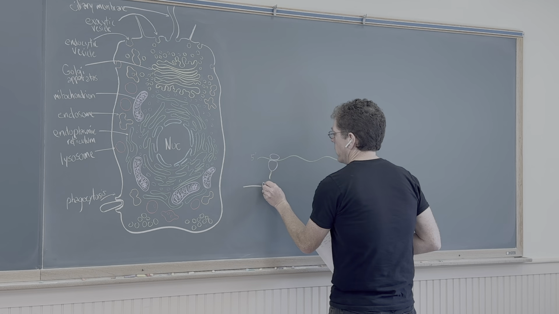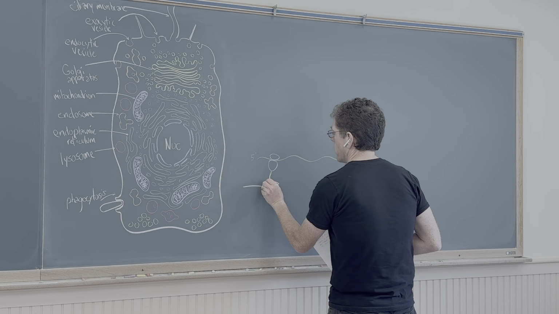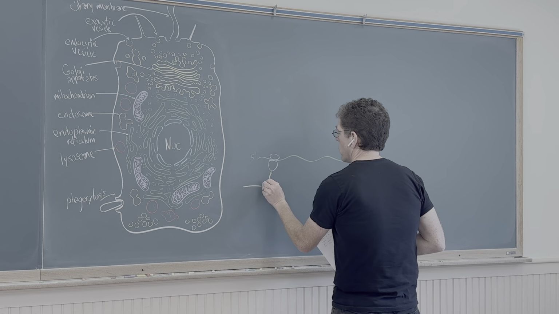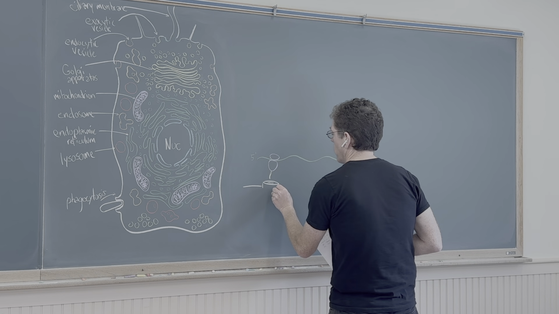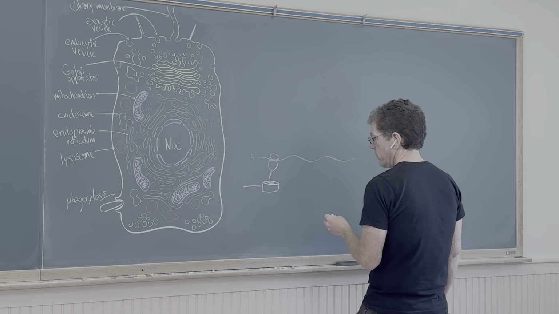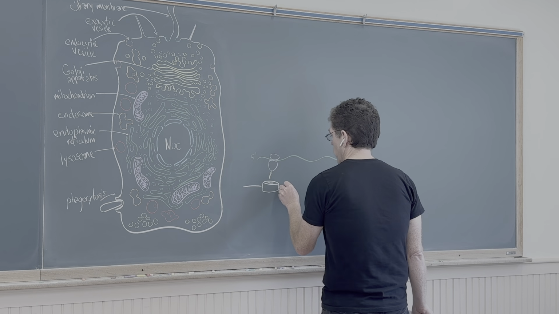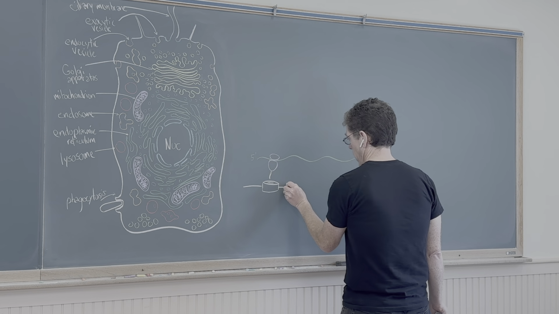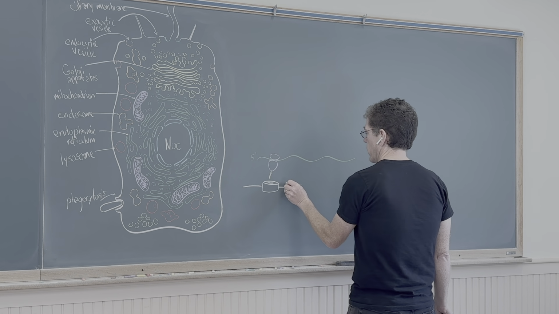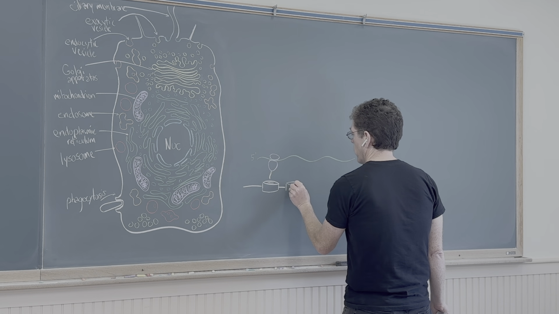And the signal recognition particle docks this nascent polypeptide with a transmembrane pore, a protein pore, through which it is conducted, in the case of a eukaryotic cell, into the endoplasmic reticulum. This machinery is something we share with prokaryotes.